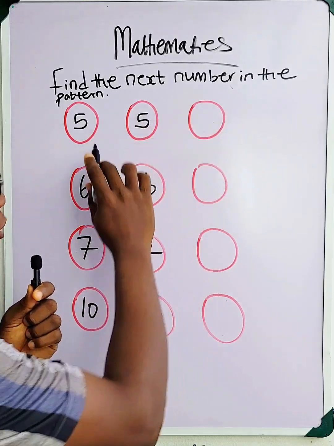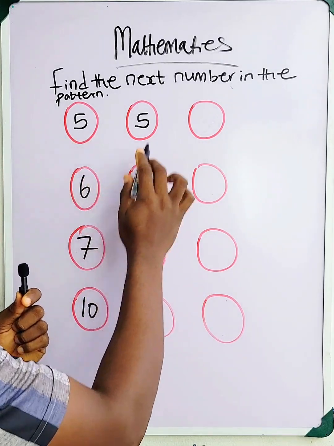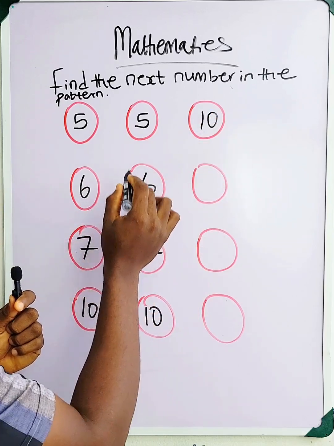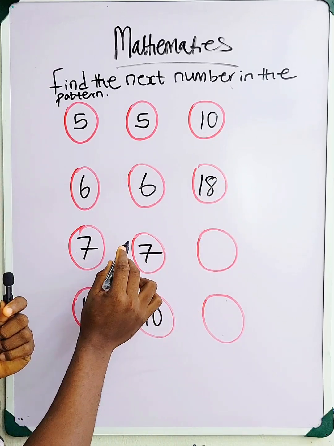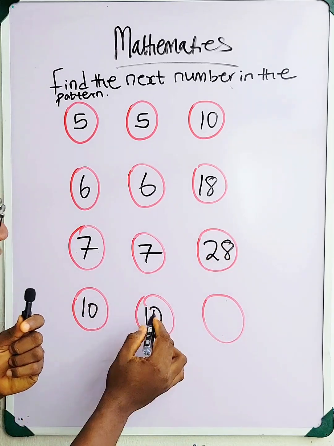Find the next number in the pattern. Let me show you something. 5, 5, 10, 6, 6, 18, 7, 7, 28, 10, 10.